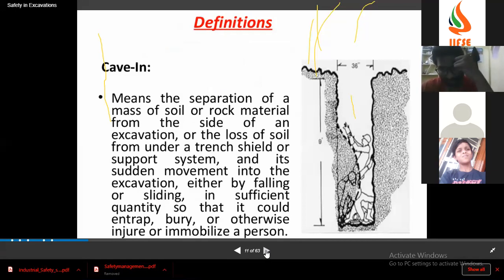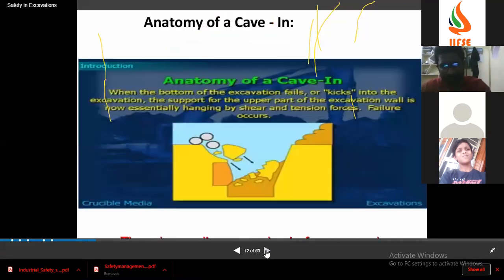That is caving. So this is the anatomy of caving. Any caving happens only when the adjacent sides have pressure. So what are the precautions to be followed?